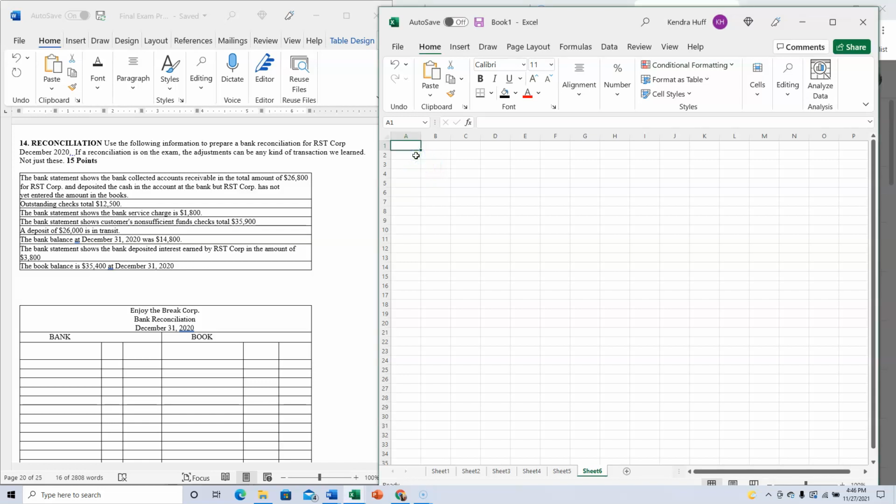Okay, number 14 is a bank reconciliation. Use the following information for a bank reconciliation for RST Corp. If a reconciliation is on the exam, the adjustments can be any kind of transactions we learned, not just the ones on this particular bank rec. Okay, so she put a little thing here, but yeah, I can copy that.